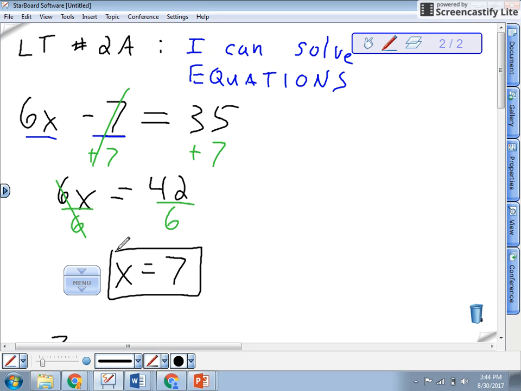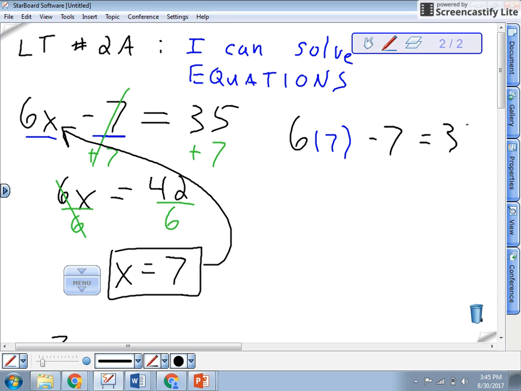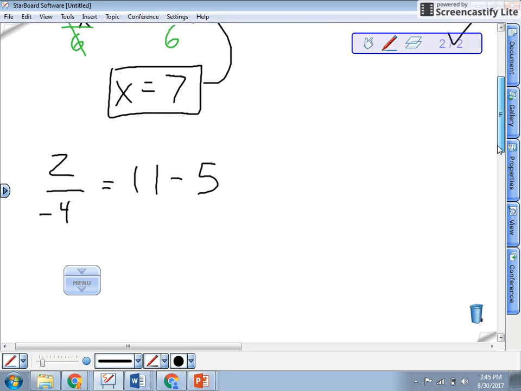A good way to check your work is to plug this value back in for x to make sure it works. So let's do that real quick. 6 times, we said x is 7, minus 7, and that should equal 35. 6 times 7 is 42. 42 minus 7 does equal 35, so it works. Let's take a look at a couple more examples.